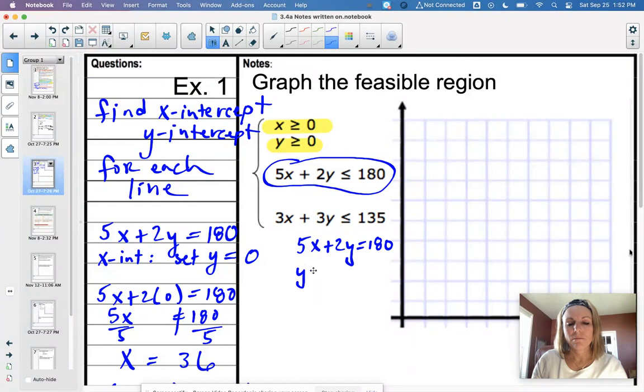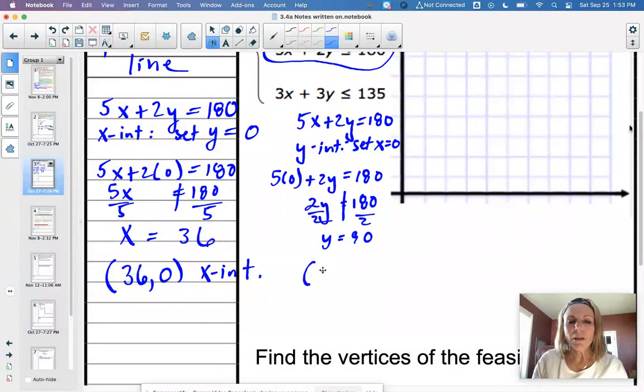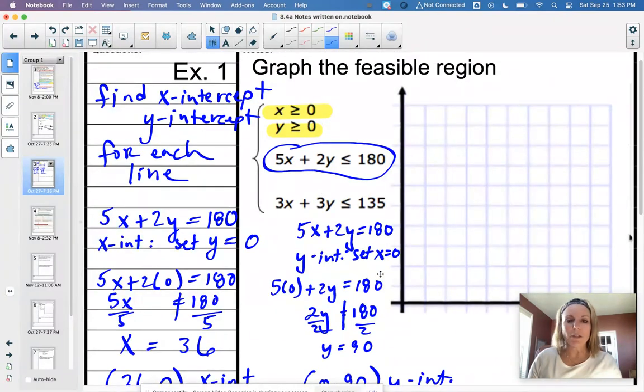We have to set x equal to 0 and solve for y. So 5 times 0, so that's 2y equals 180 divided by 2. Y is equal to 90. So that's 0, 90. That is the y-intercept. That's the y-intercept because x is equal to 0, so it's a point on the y-axis. So we're going to plot those 2 points right now.